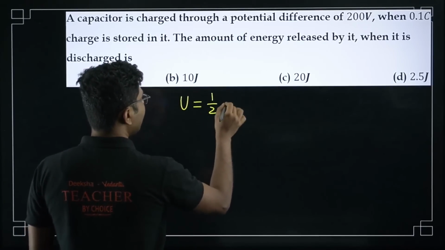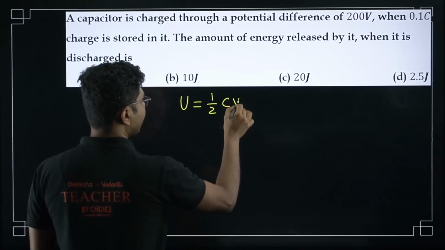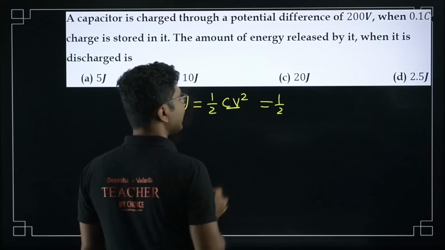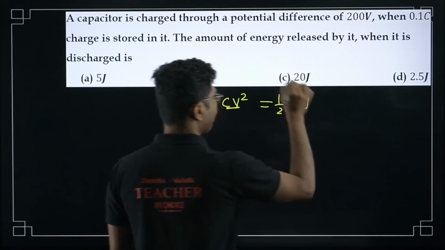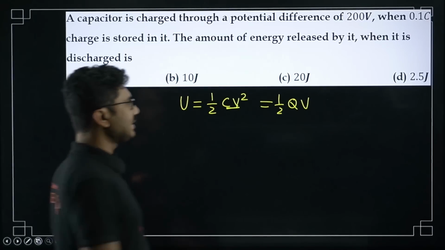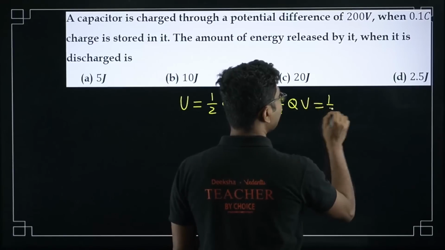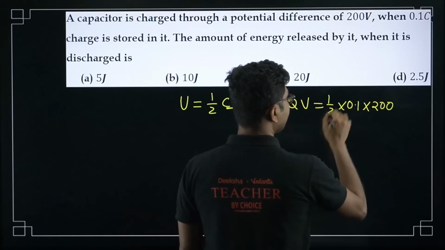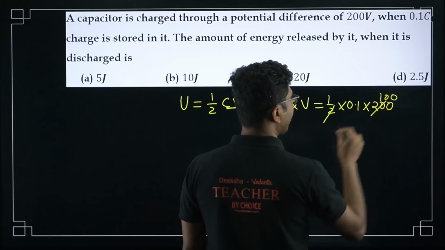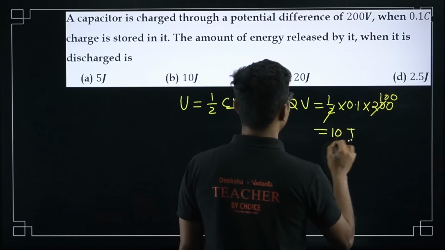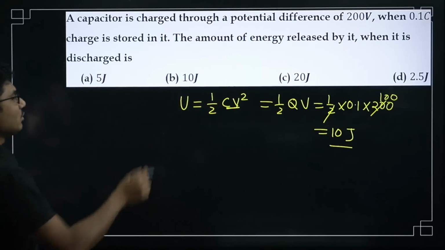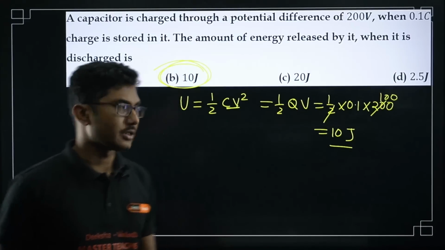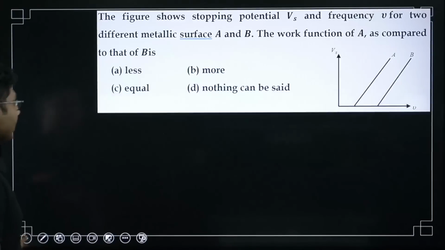Half CV square. And we know that C into V is Q, so it will be half Q into V. So this is the energy stored in the system while charging. It is half into 0.1 into 200, that is 100 into 0.1, that is 10 joules. So 10 joules is the energy stored, and that same amount of energy will be released when it is fully discharged. Okay, next question.